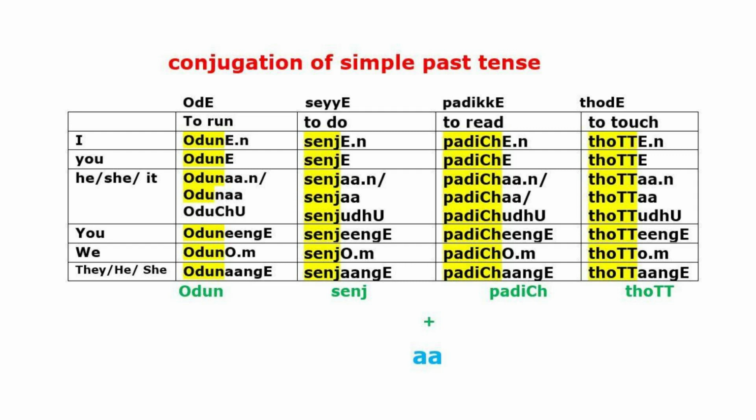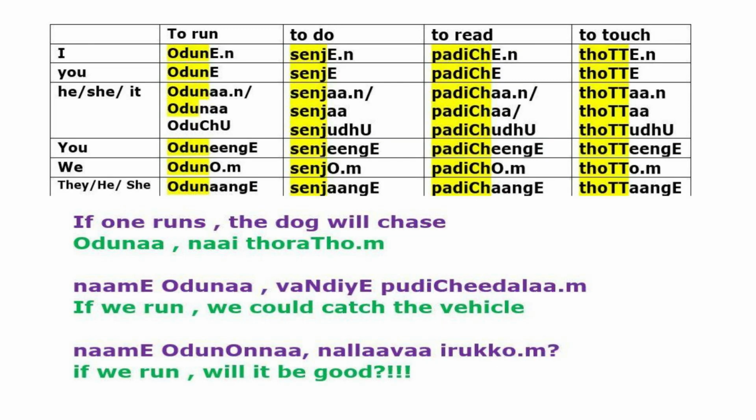Let's see some examples now. I've kept the table intact there without disturbing it, so you can refer to it anytime. If one runs, the dog will chase. We are not talking about you run or I run or he runs. It's more a general statement. If somebody runs, the dog will chase. ஓடுனா நாய் துரத்தும்.